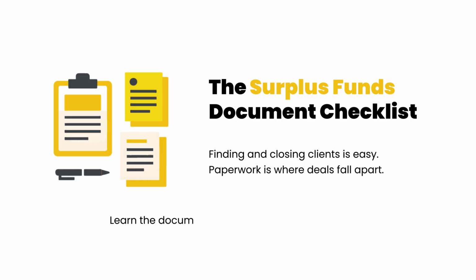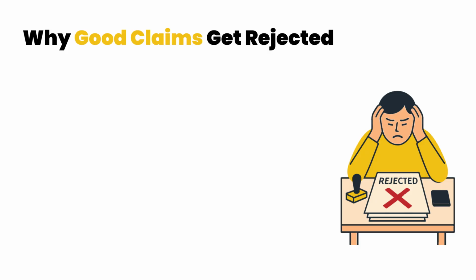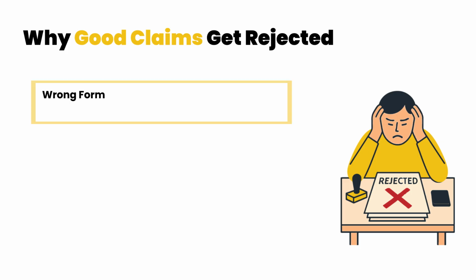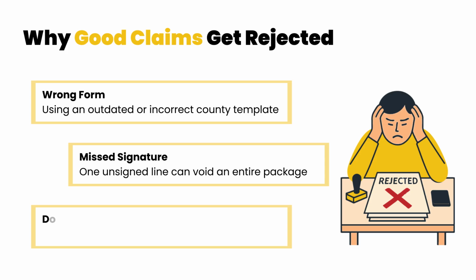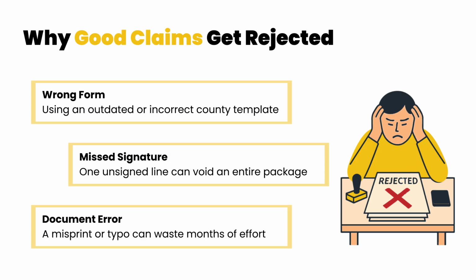On top of that, counties across America are making it even harder so that fraudulent claims can be avoided. But in all this mess, someone like you who found a clean case, contacted the homeowner, got them excited, submitted the claim, sadly got rejected. Not because they did something wrong, but because the documents they sent did not comply with the county's requirements. A wrong form, a missed signature, or even a document misprint can waste months of effort.